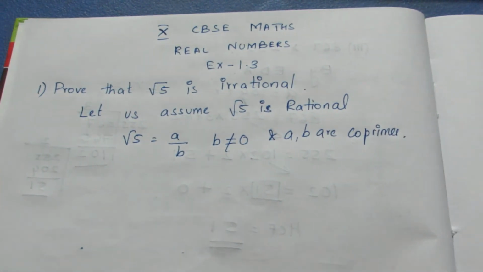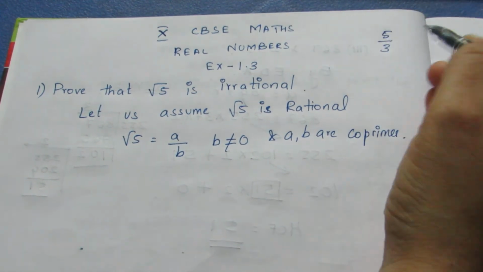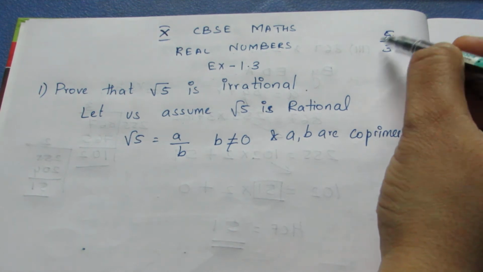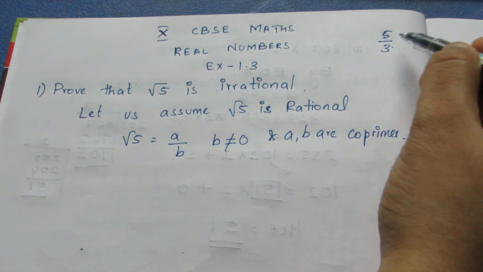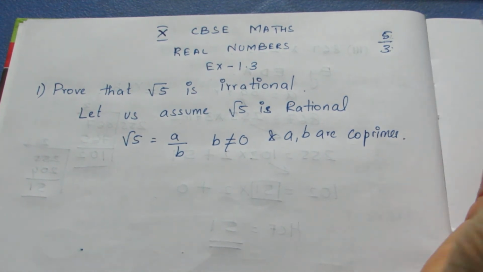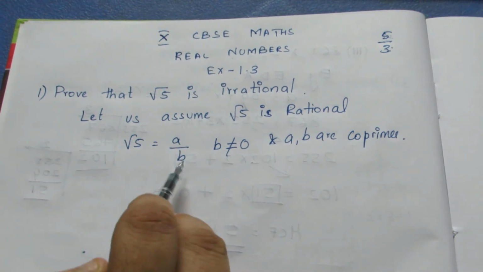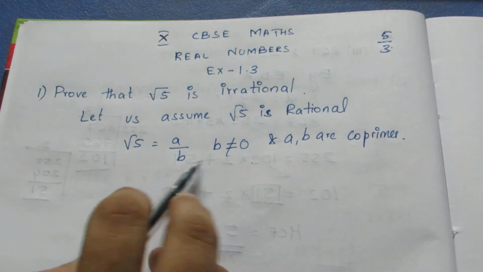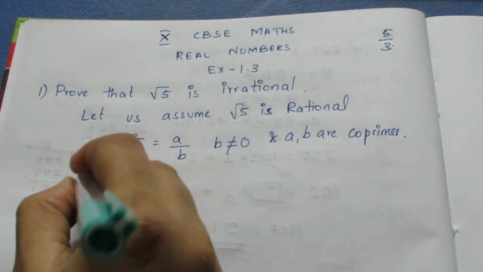Okay, what is co-prime? For example, if I take 5 and 3, this is divisible only by 1, because we can't cancel it further since it is a co-prime number. It can't be cancelled further, it is not divisible. This is the rule for co-prime. So I am taking a by b as a co-prime number which is not divisible by anything. Now I am going to square both the sides.